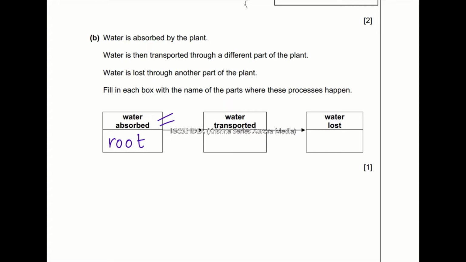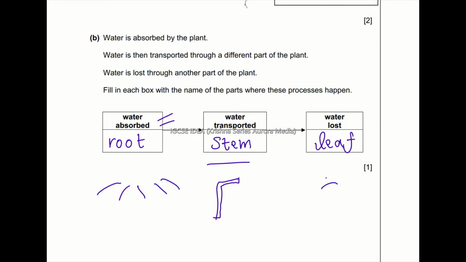And in most plants, it's transported through the stem. And in most plants, water is lost in the leaf. It's transported through the stem like a straw, absorbed by the roots, and lost in the leaf of a plant.